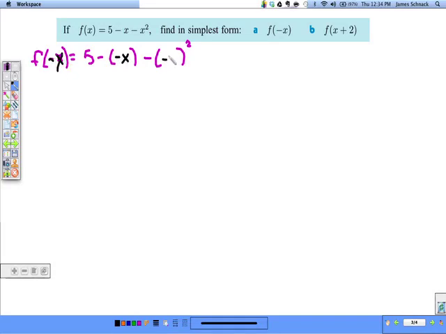Make the substitution. Now here's where we got to be careful. Signs all over the place. I see negatives all over. 5 plus x minus, remember this is minus 1 outside here. We don't combine these negatives together. We got to do the exponent first. Negative x quantity squared is x squared. So we have 5 plus x minus x squared.